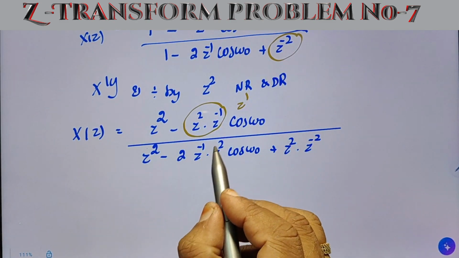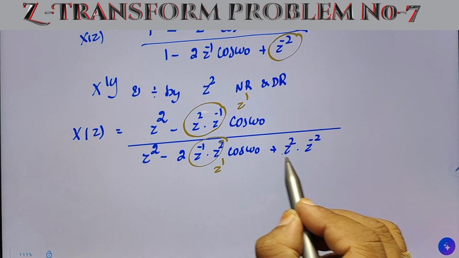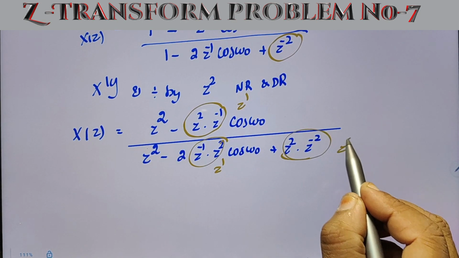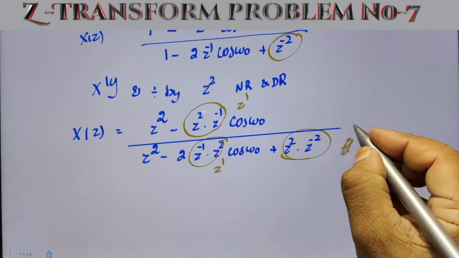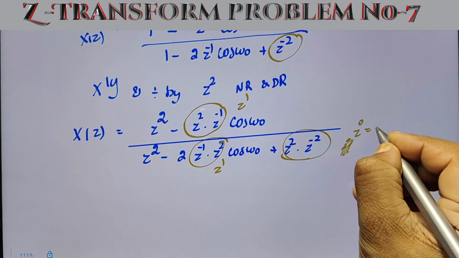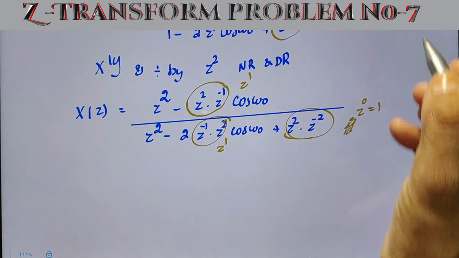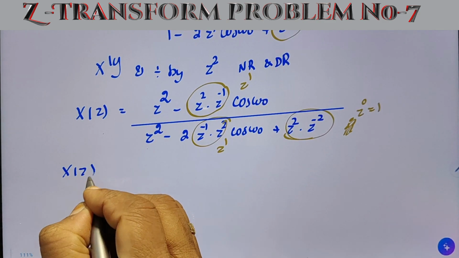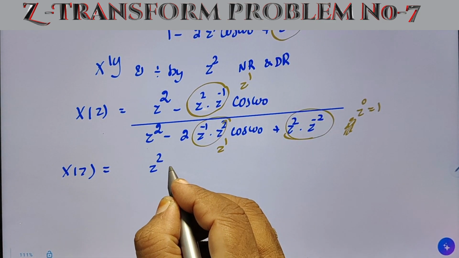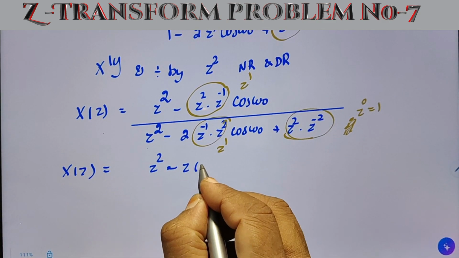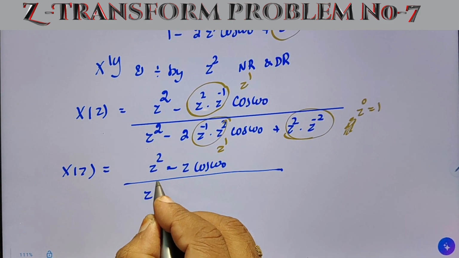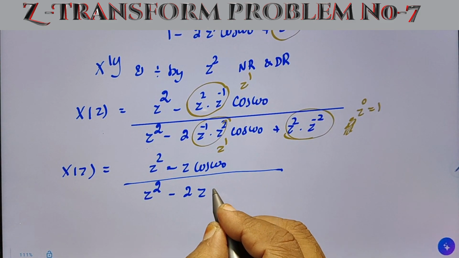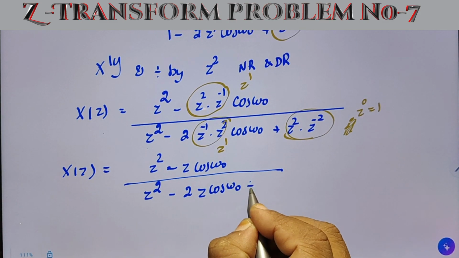Next, here z power 1, here also z power 1. Here z square into z power minus 2 means z power 0, and z power 0 is 1. Write the next line: X of z equals z square minus z cos omega naught, the whole divided by z square minus 2z cos omega naught plus 1.